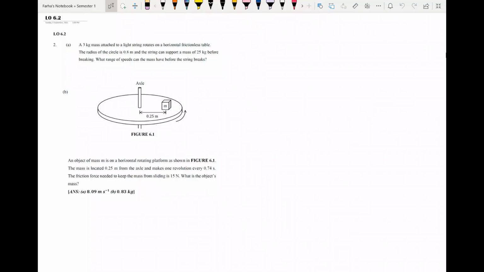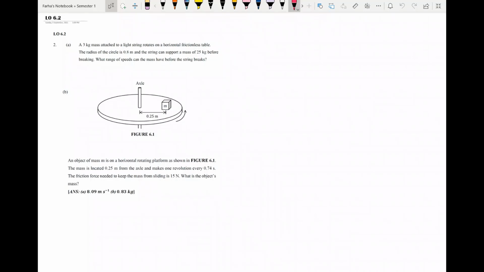Okay, now we refer to question 2 tutorial, which is a 3 kg mass attached to a light string rotates on a horizontal frictionless table. And the radius of the circle is 0.8 meter and the string can support a mass of 25 kg before breaking. What range of speed can the mass have before the string breaks?